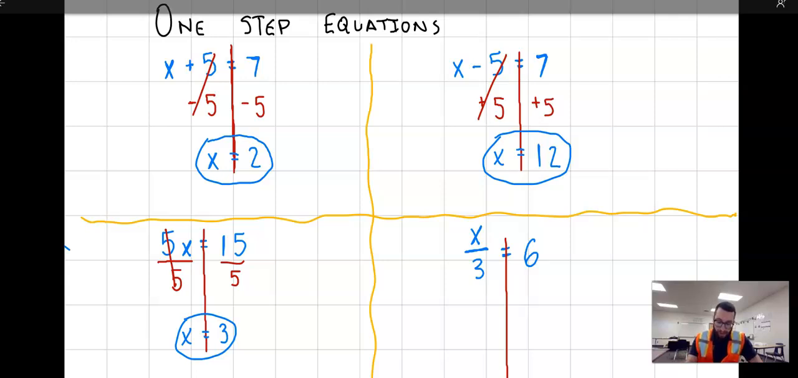For this last one, it is already a fraction. Fractions are division. That says x divided by 3 equals 6. So do the opposite, multiply by 3. Those cancel out, and I have x left over. I multiply by 3 on the left side. I multiply by 3 on the right. 6 times 3 is 18, so x equals 18. And again, you could check that because 18 divided by 3 is 6.